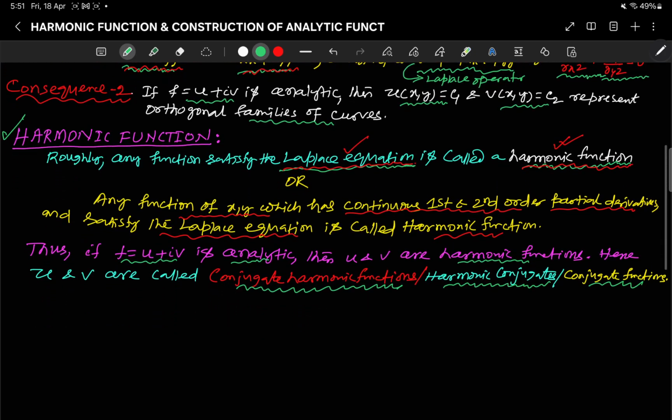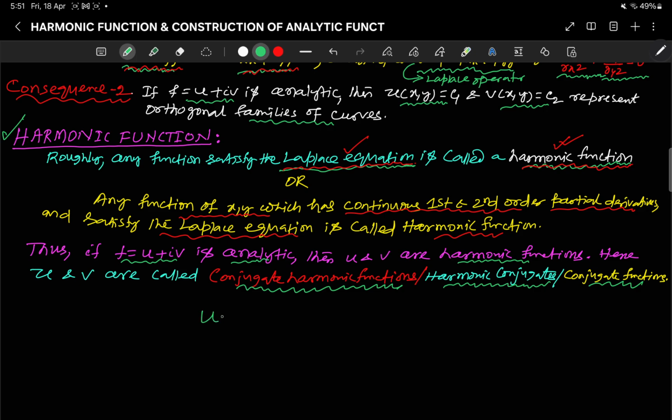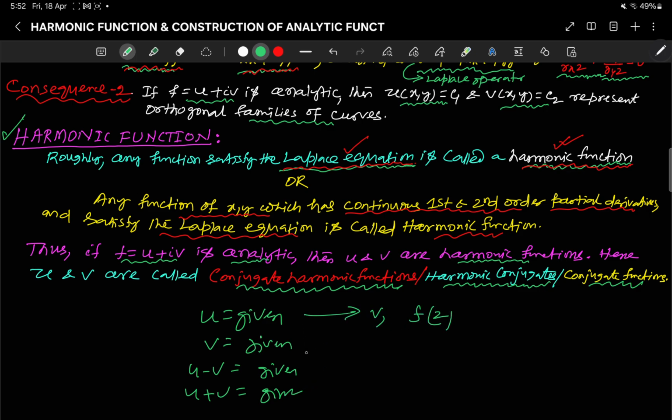Now the major point of discussion here is, if u is given, or v is given, or u minus v is given, or u plus v is given, you find: u given, what is v and what is f(z); v given, what is u and what is f(z). You are given this and asked to find f(z), and this f(z) is called the most general analytic function.